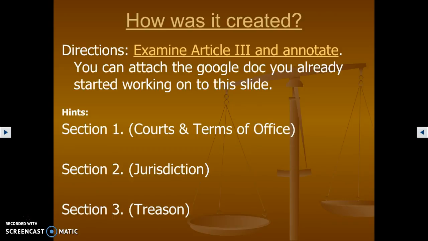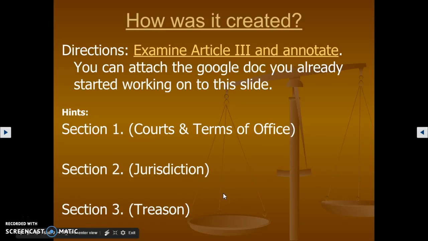and that was examining Article 3 and annotating. So if you haven't finished that, go ahead and make sure that you do. There are 3 sections to Article 3. Section 1 is really the courts in terms of office. Section 2 is jurisdiction. Jurisdiction refers to who can hear the case. And then Section 3 deals with treason. It's pretty interesting that treason is the only defined crime in the Constitution. So we'll talk about why they thought that was important.